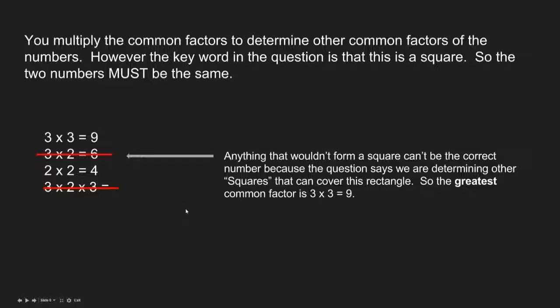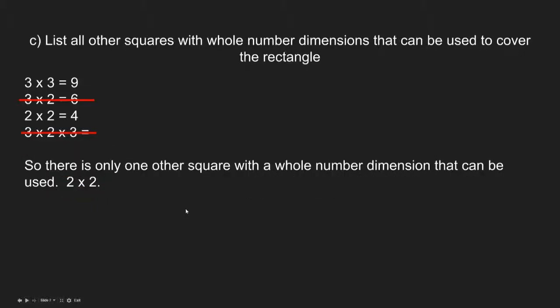If you made it harder than that, I'm sorry. It's easier. Then it says list all other squares with whole number dimensions that can be used to cover the rectangle. Well, we've eliminated the ones that can't be used because we're making a square. So we're only left with one factor, and there's only one other square, and the dimension has to be 2 by 2.